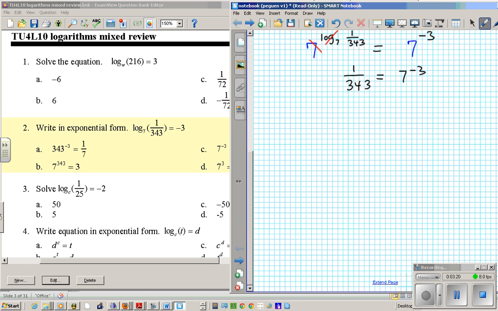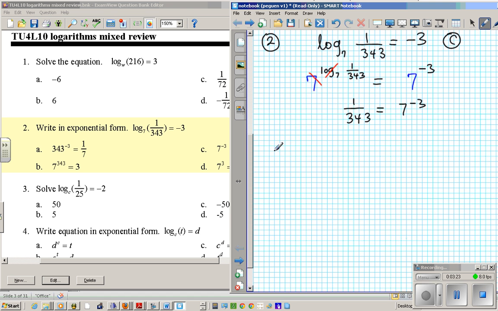Alright, let's move on to number 3. Number 3 we have to solve. We're supposed to solve log base C of 1 over 25 equals negative 2. So to solve, we gotta get C by itself, right? So the base is C here. So what I'm gonna do, I need to exponentiate using C as a base. So I'm gonna put a big C here and a big C here. Alright? Everything gets exponentiated. I have a little log base C of 1 over 25 and a little negative 2. Okay? On the left side, the C and the logs cancel out.